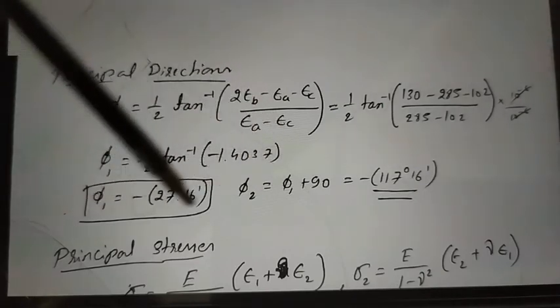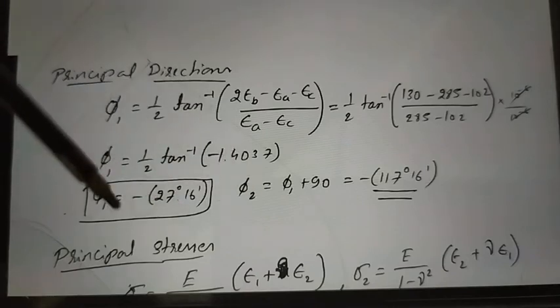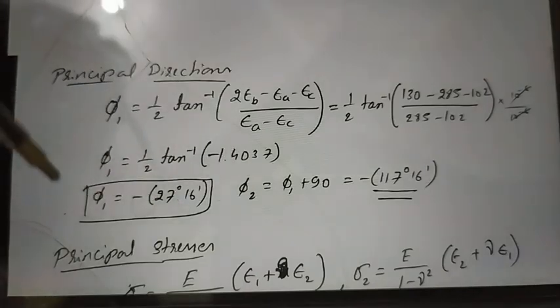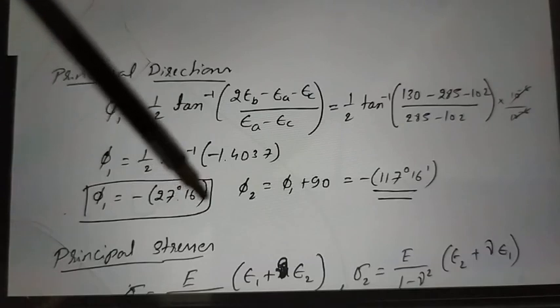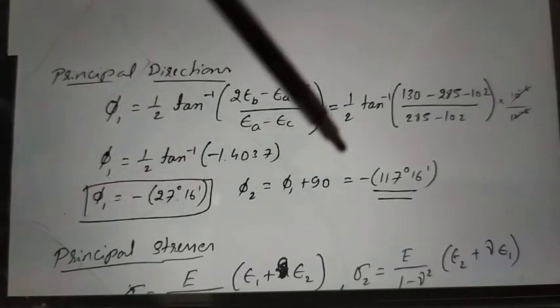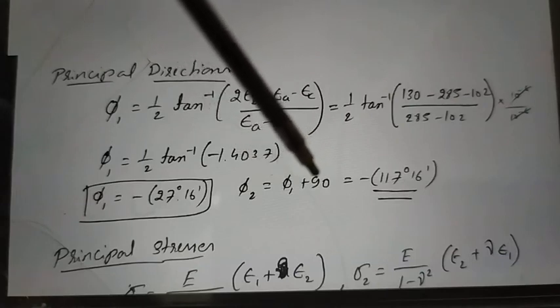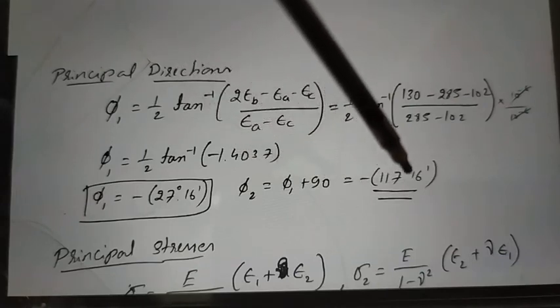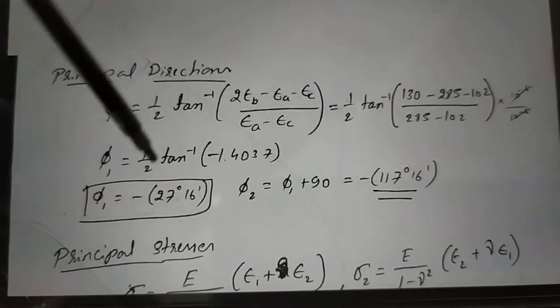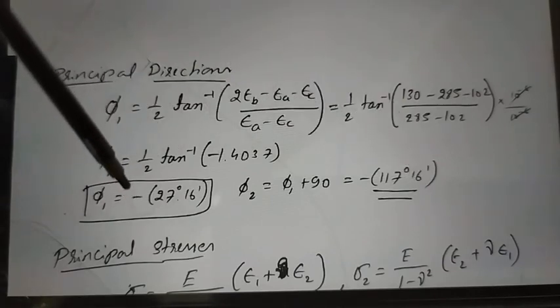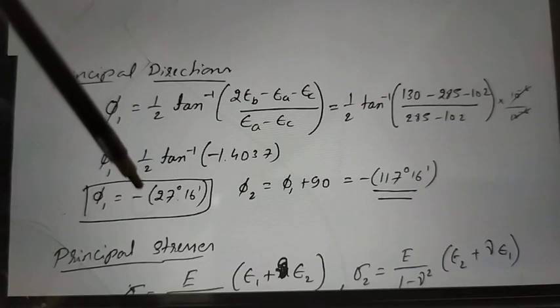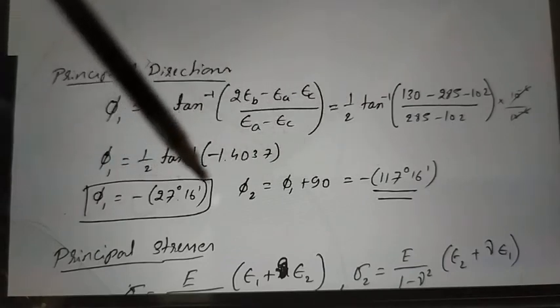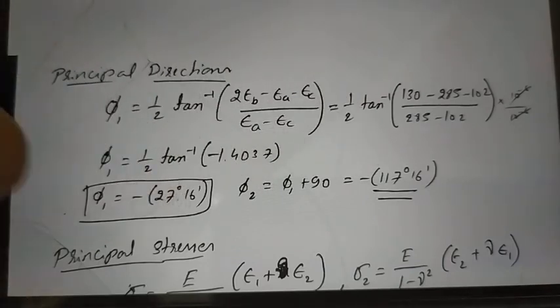Just calculating that, you are going to get the phi 1 value, that is minus 27 degrees 16 minutes. And phi 2 can be determined by just adding 90. You are going to get minus 117 degrees 16 minutes. So it indicates that it is in the third quadrant, where both values are negative. You are going to get phi 1 and phi 2.